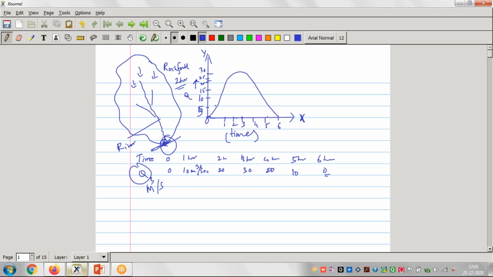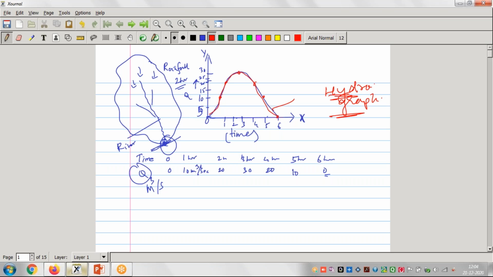Here we just plot the graph. On the x-axis we take time, on the y-axis we take the discharge. So suppose this is 10, then 20, then 30, and again 20, 10, and then finally 0. When we join these points, we get the graph, and this is called a hydrograph, right?